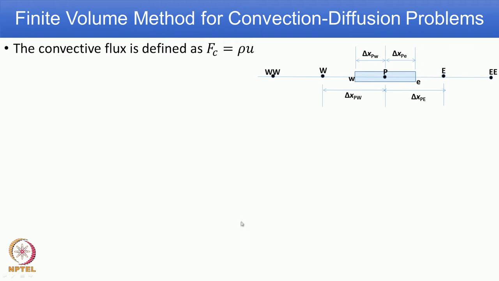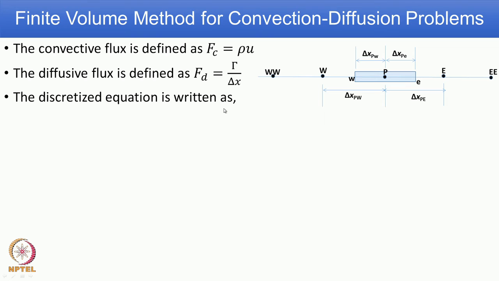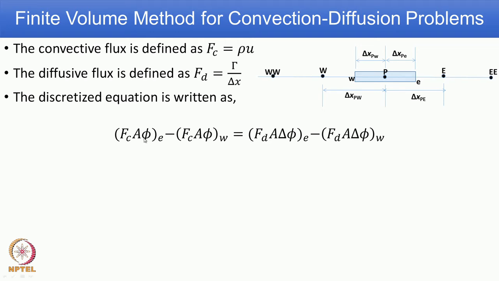So, we define separately convective flux and use the symbol F subscript C for convective flux, equal to rho into u, and diffusive flux F subscript D equal to gamma by delta x. Now, using this symbol, the discretized equation is rewritten as F_C A into phi evaluated at the east face minus F_C A into phi evaluated at the west face, equal to a similar rearrangement on the right side for the diffusion term.